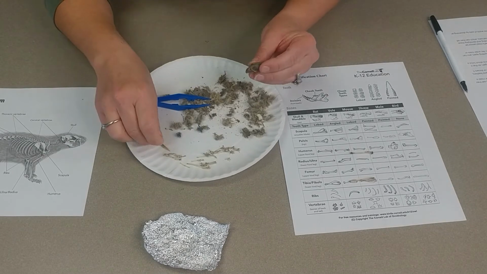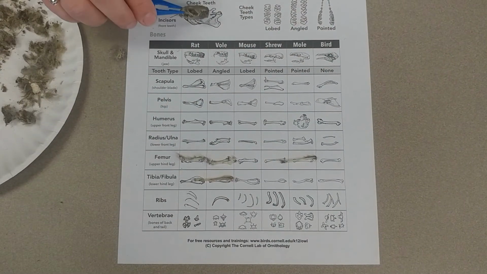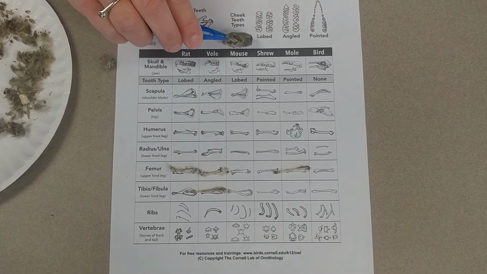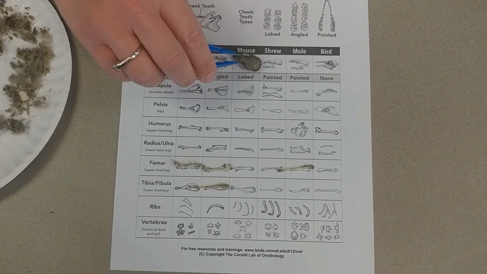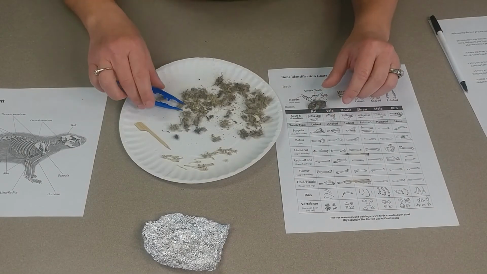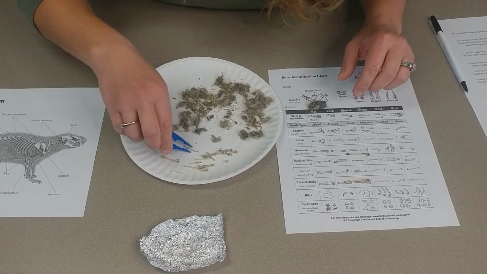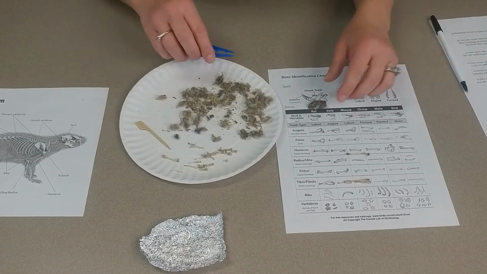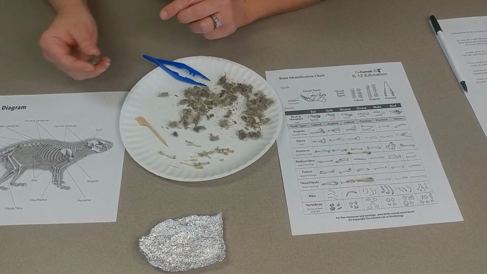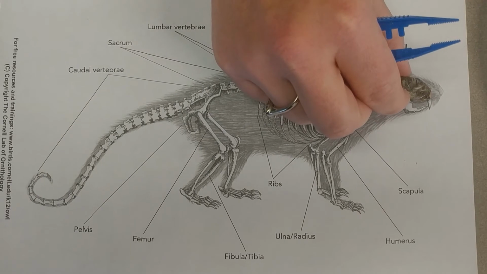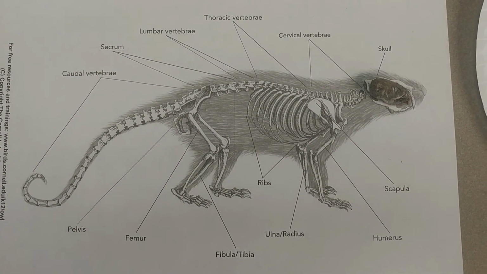You can continue to clean it up, and you can compare it to the different rodents on your sheet and see if it matches up with a mouse or a shrew or mole or maybe even a bird. So it looks like we have found quite a few different kinds of bones, and you can match these up, and then you can also take them over to your skeleton diagram here and place the bones where they would go. So this helps us to learn a little bit about the anatomy of an animal.